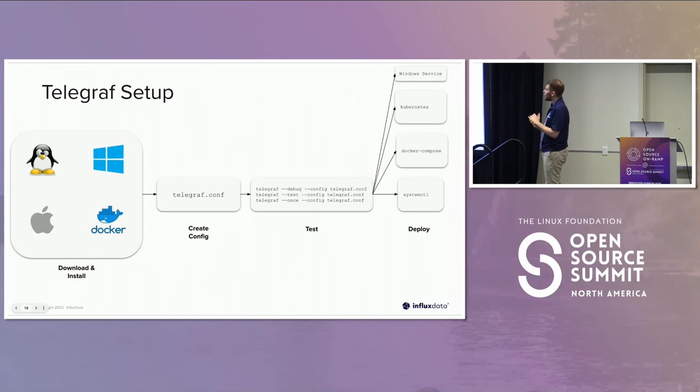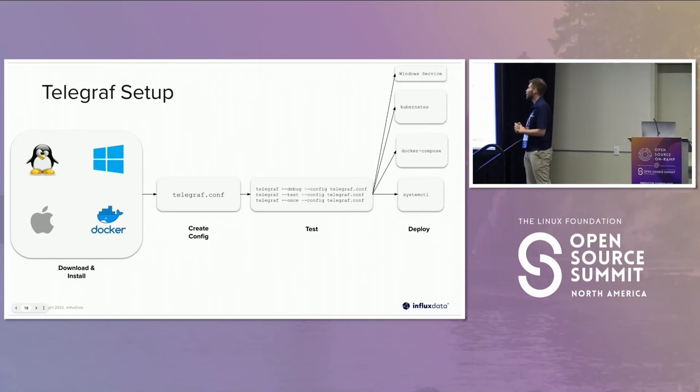Then you can test your config based on a series of these commands. You can see here, like telegraf --debug, give it your Telegraf config and check how your plugins are collecting data. --test is a really cool one that I like to show people because that allows you to collect from your input plugins but not send your data to your output plugins. So that means if you have any issues with the data that you're collecting, you can catch those before you actually start writing them to a database or to your end source. And then telegraf --once is great for testing your output plugins because it only sends one sample rather than say 5,000, 10,000 metrics at a time.